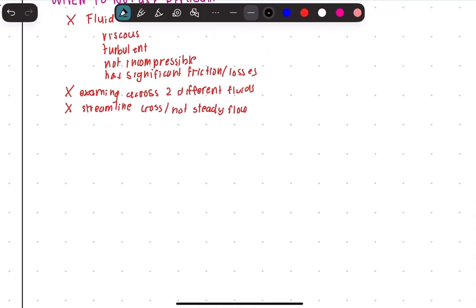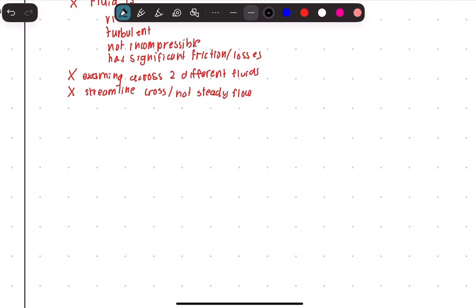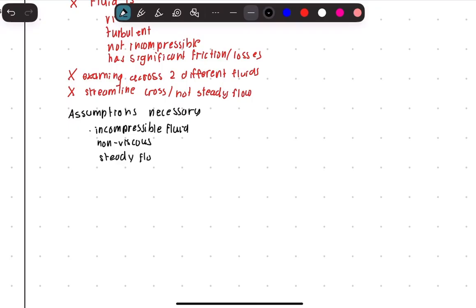Also, you need to know what assumptions are necessary. So assumptions that are necessary for using the equation include that it is, again, an incompressible fluid. Also, that it's non-viscous. There is a steady flow. And also that it is along the same streamline.